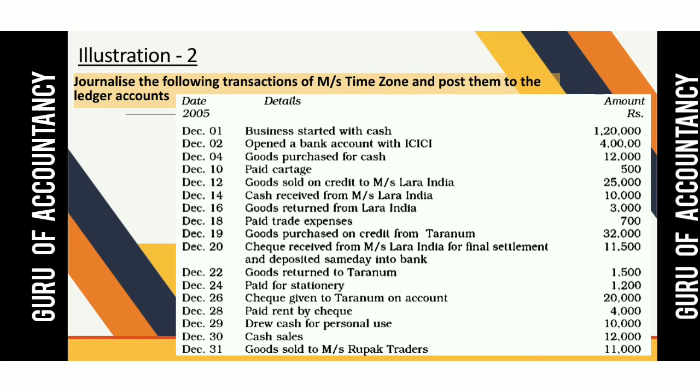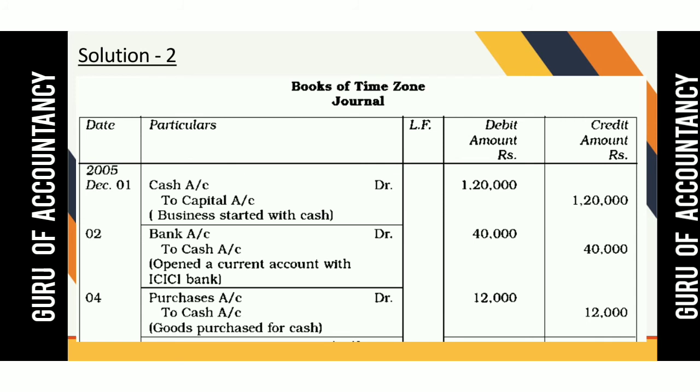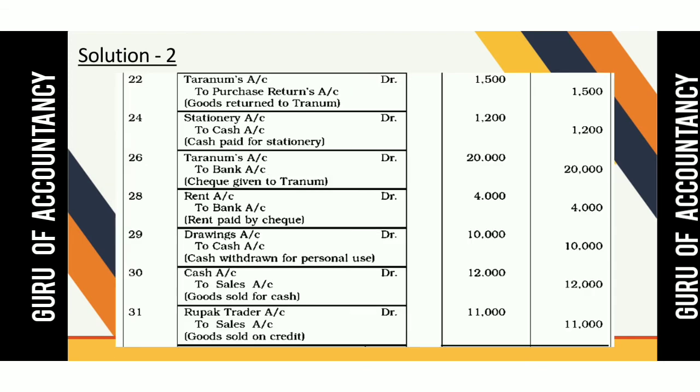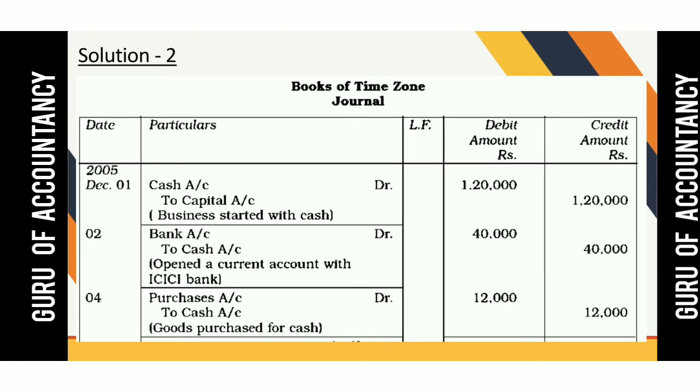See the first transaction. Business started with cash rupees 1,20,000. So the entry would be cash account debit to capital. So you can see cash account debit to capital. Now it would be posted on the debit side of the cash account and the credit side of the capital account. Let us see the cash account. See the debit side of the cash account, the first item is written December 1st to capital 1,20,000. And on the credit side of the capital account you can see December 1st by cash account 1,20,000. So in this way after writing the journal entry you have to do posting.